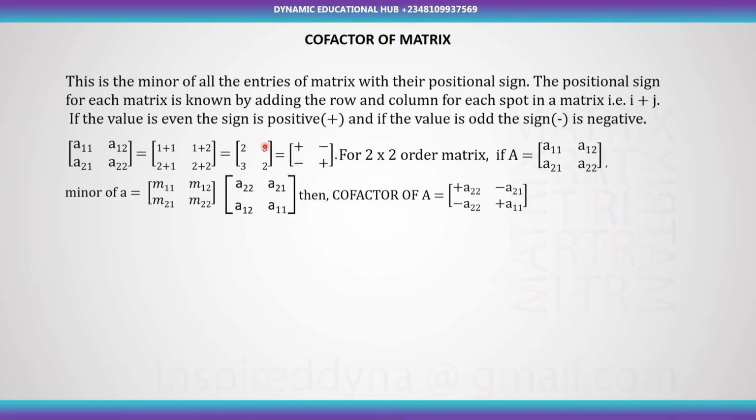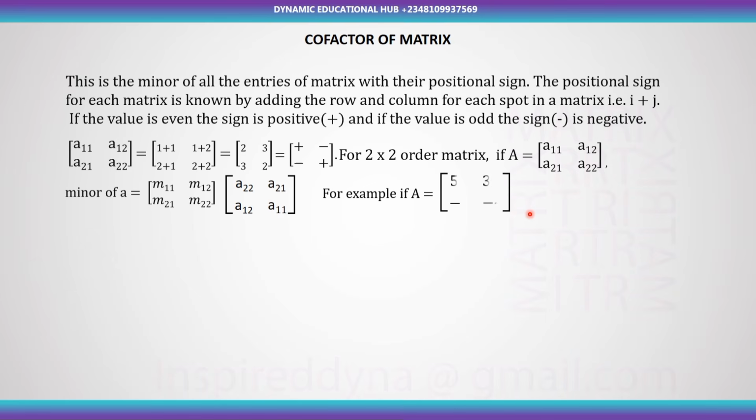What did I mean? This one is plus initially. When we consider the sign, it's still plus. This one is plus initially. When we consider the sign, because minus is there, it becomes minus. The same thing with this one, minus. The same thing with this one, plus. That is how to find cofactor: just finding the minor and considering the position.